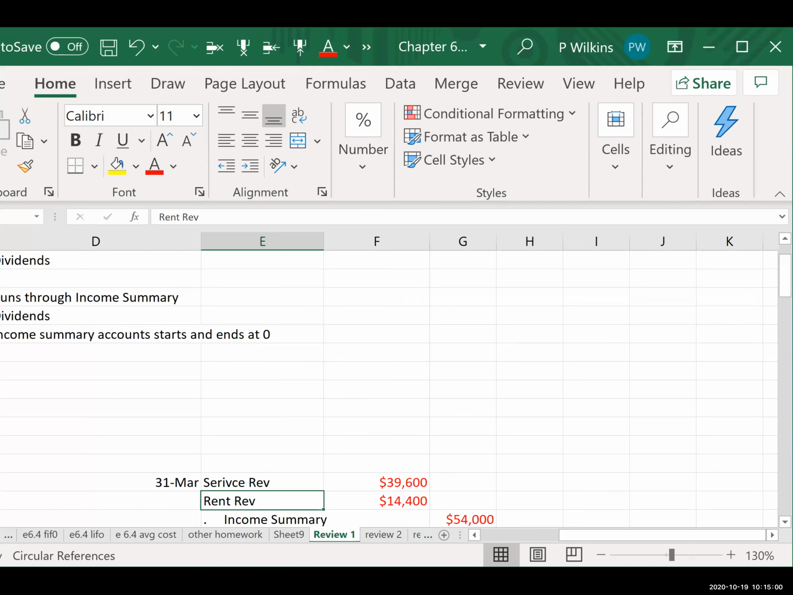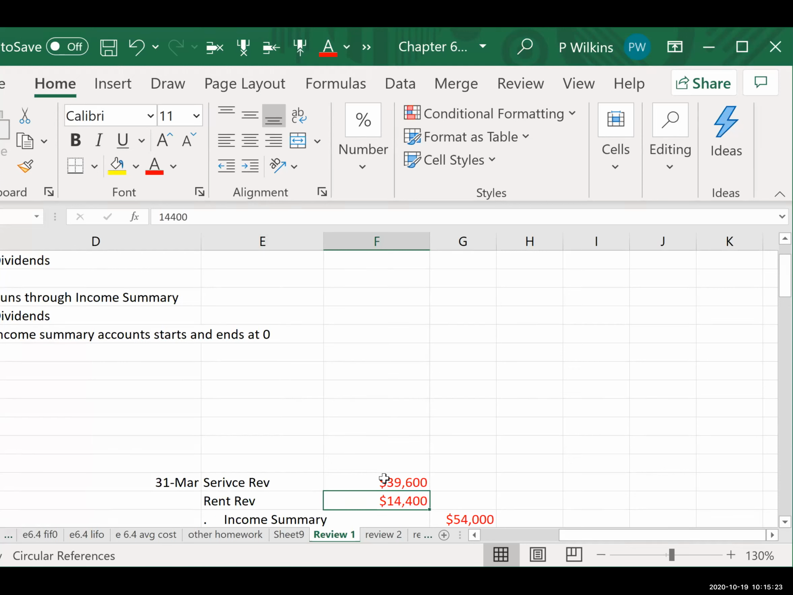And I have a question, what about unearned revenue? Unearned revenue is a liability. If you do not provide the service, you owe that back to your customer, so it's not a revenue, it's a liability. And we do not close out liability or asset accounts, only the temporary accounts. Okay, so that's the first entry.